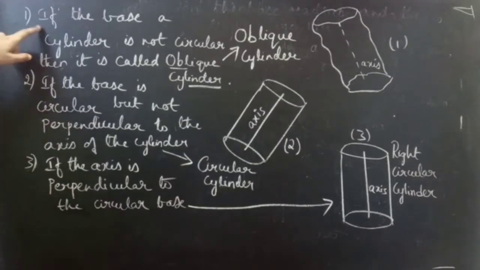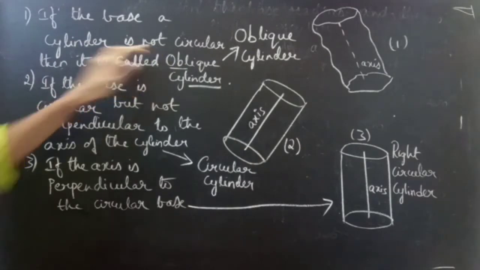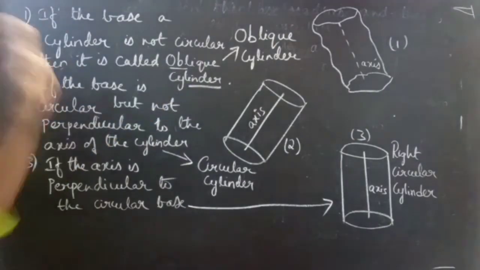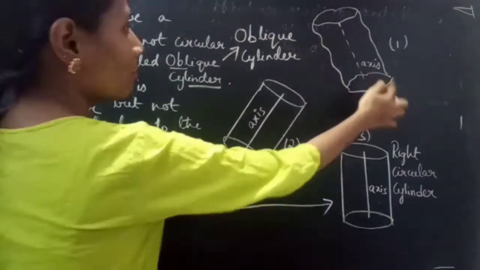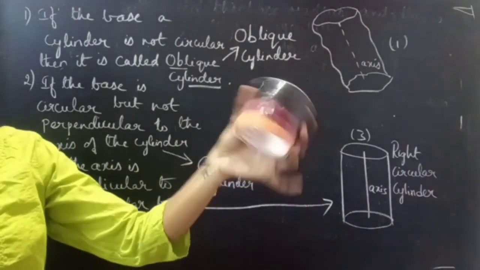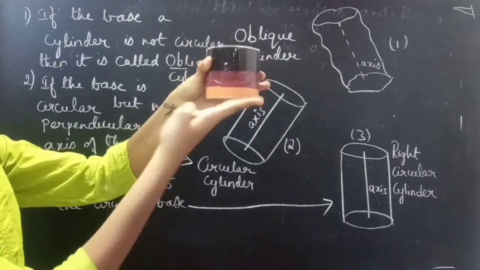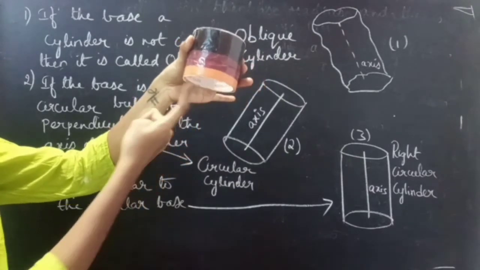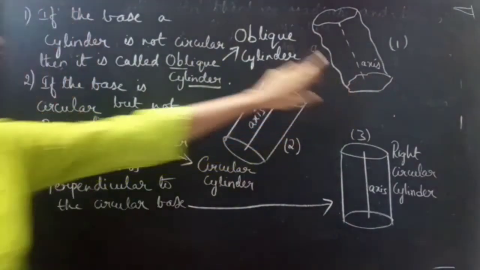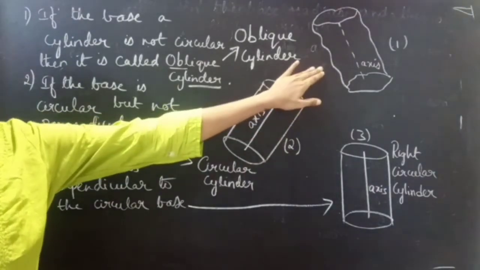First one, if the base of a cylinder is not circular, then it is called an oblique cylinder. Okay, so if we consider a cylinder, I'm taking a hollow cylinder, this is a base, right? So if the base of the cylinder is not circular, then we call the cylinder an oblique cylinder.